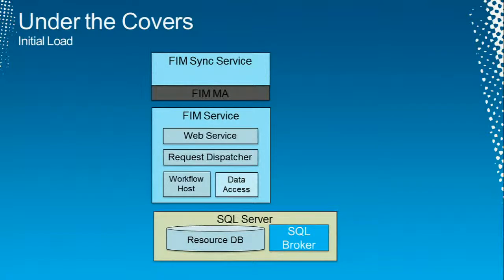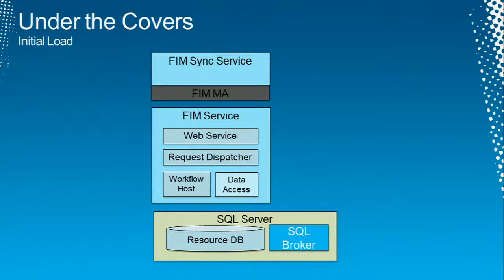Now, this is an area where we have done some work in FIM 2010 to optimize this flow. The FIM sync service at the top is talking to the FIM MA, and the FIM MA knows how to talk to the FIM service in 2 ways. The first is when we're performing export operations. So if we're bringing in data from Active Directory to the metaverse and we want to put it into the FIM service, the FIM MA will see an add for a new user that it got from AD, and it's going to call the web service, just like any other WS transfer client, just like the portal, and say, I want to add this user.